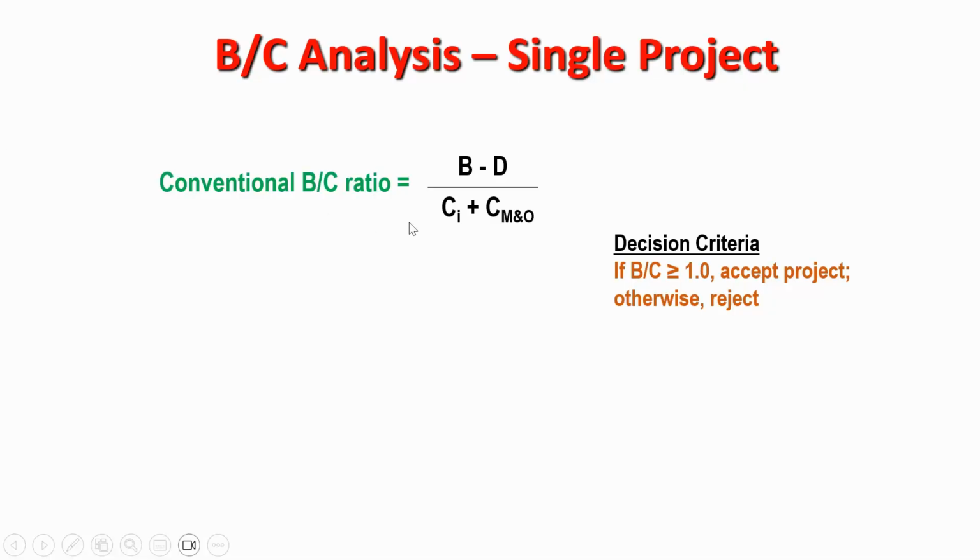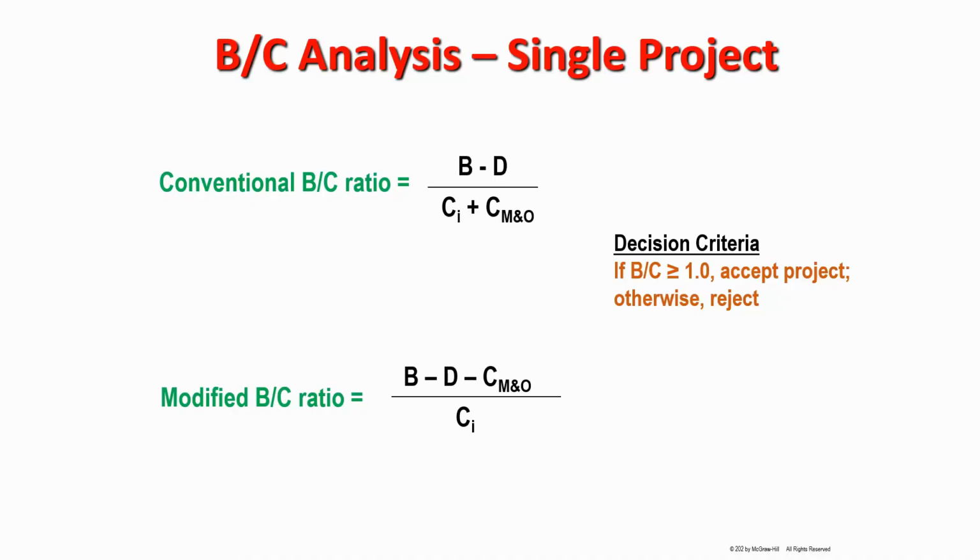This is the conventional B to C ratio, which is what we'll mostly use this semester. There's also what's called a modified benefit cost ratio, where the maintenance and operation costs are put into the numerator rather than the denominator. It's just another way philosophically of looking at the projects, which is to say that you want on an annual basis the benefits to exceed the annual maintenance and operation costs as well.